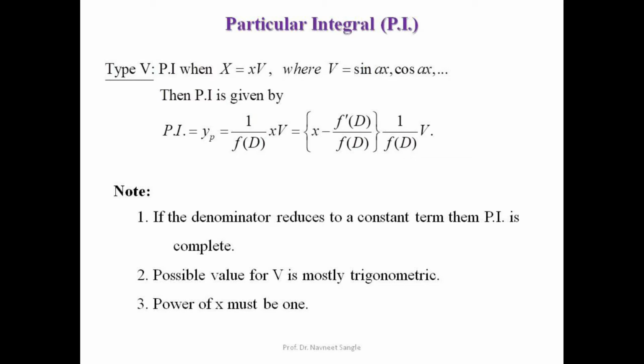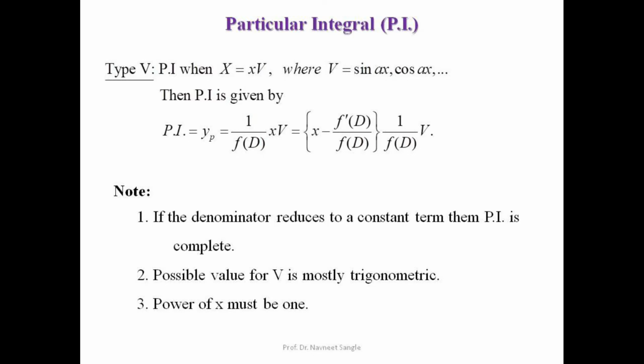Now the question arises, how long do we have to solve this equation? We have to solve it until the denominator reduces to a constant term, then we get the complete solution, or we get the particular integral of the given equation. Then another question arises, what are the possible values for v? Possible values for v are mostly trigonometric terms like sine of ax or cos of ax. And one more important thing is that the power of x is always 1.